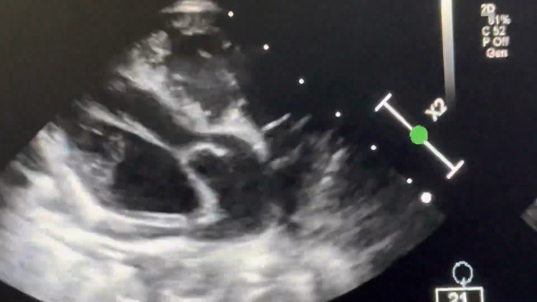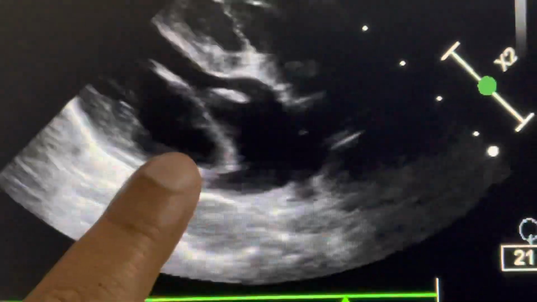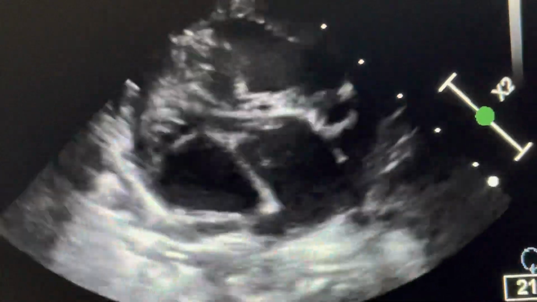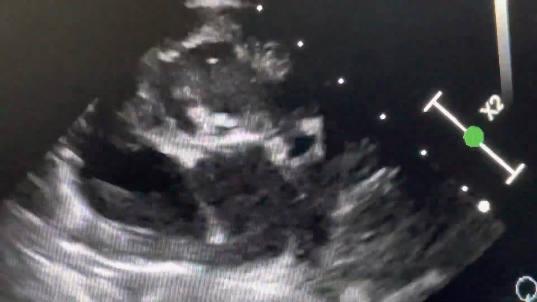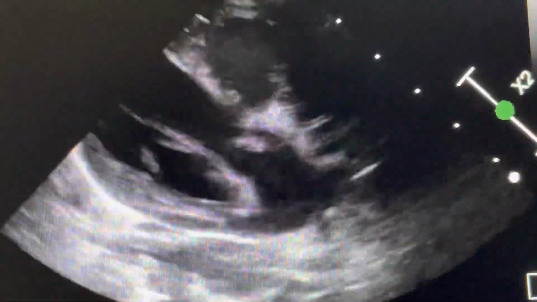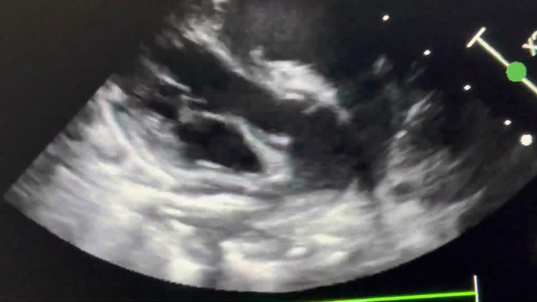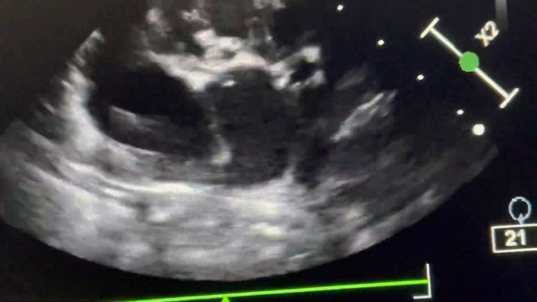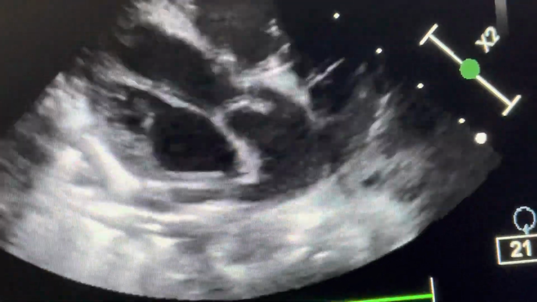So this abnormal, what you see in this image, this is the left atrium, left ventricle, and then that is the pulmonary artery. How do you identify this pulmonary artery? Because when the aorta rises, it starts moving anteriorly, but in this case it is moving posteriorly. So this is posteriorly, that is the pulmonary artery.